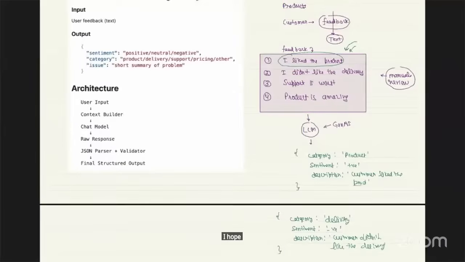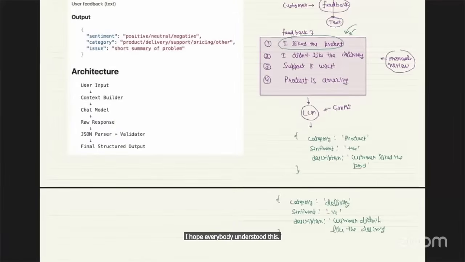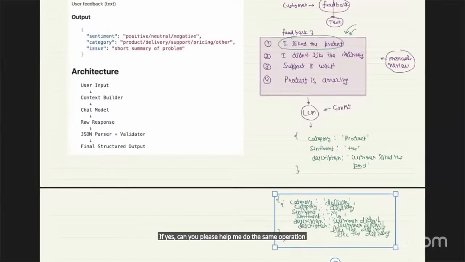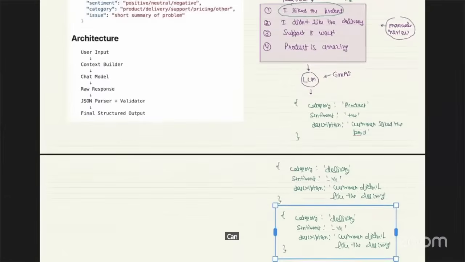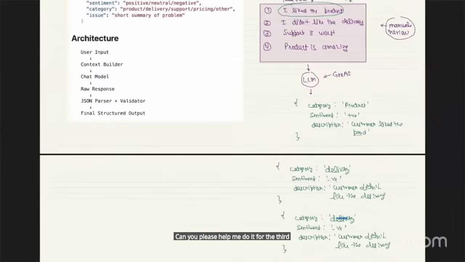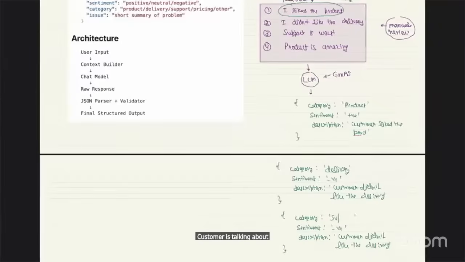I hope you got this. I hope everybody understood this. If yes, can you please help me do the same operation on the next feedback? There is a third feedback. Can you please help me do it for the third feedback? In the third feedback, customer is talking about which category? Customer is talking about the customer support, right?